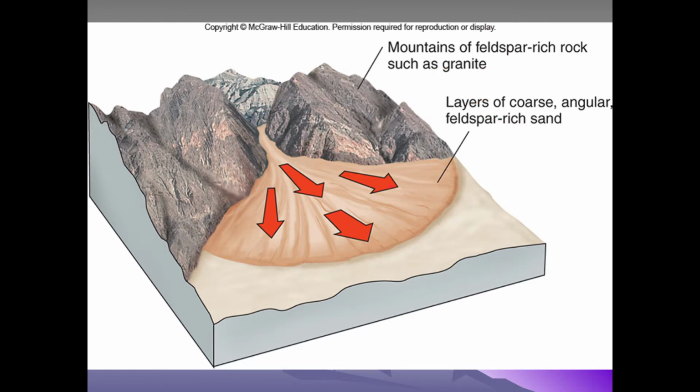Cartoon drawing of what we just saw. The mountains are kind of weathering stuff out. This is just an alluvial fan kind of showing what happens. So you get layers of coarse, angular, feldspar-rich sand. The feldspar is still in there from these granite mountains. It's not quartz. It's a little bit of everything. It's not well sorted. It's not well rounded, most likely. And yeah, depositional environment.